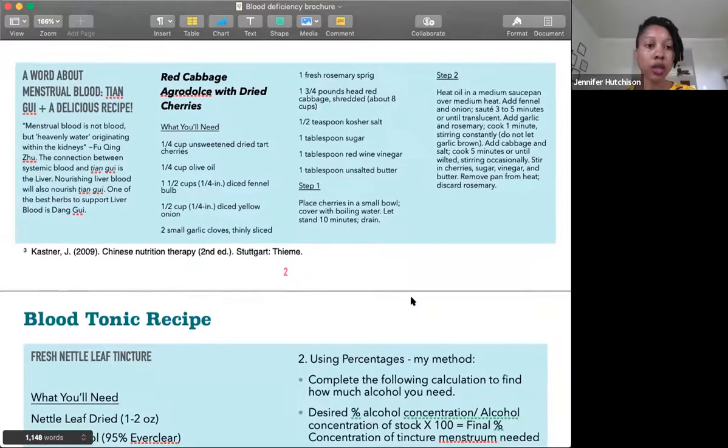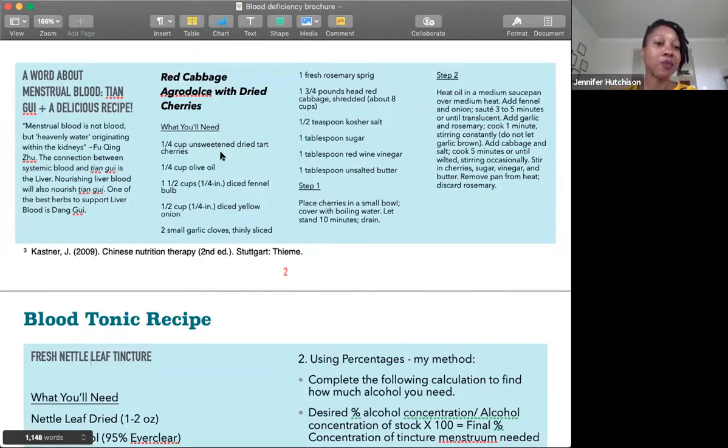Yeah, so then here is the recipe for the red cabbage agua dulce with dried cherries. Agua, I think, means, gosh, I can't remember what it means, but I know dulce means sweet. So it's like a sweet and sour mixture, I think. It's kind of like, not necessarily sauerkraut, but a sweet cabbage dish. I did make this, so it was really good, actually.